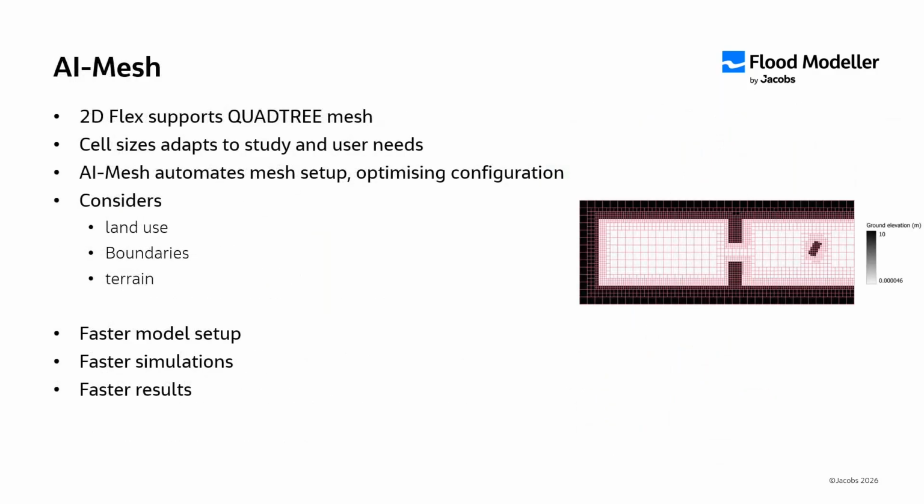A key element of the new 2D Flex engine will be the ability to support quad tree, so varying cell size within a single domain. Several other solvers do this already, but one thing we'll be adding is the ability to do that dynamically and automatically. So our AI mesh tool can sample your model and work out what the best mesh is for you to use based on land use, on boundaries and terrain.